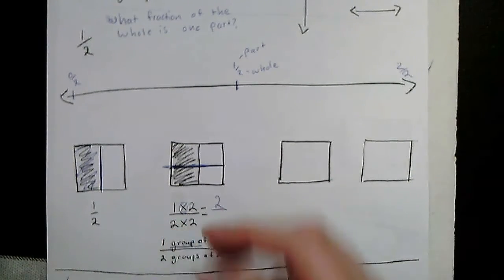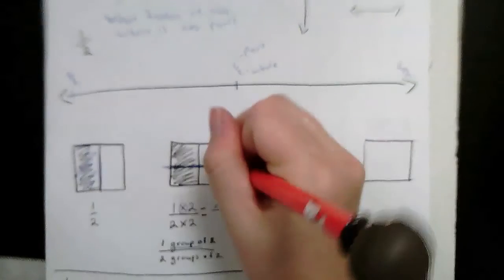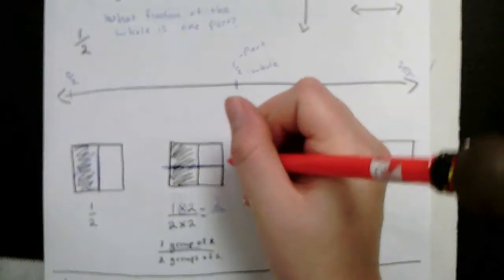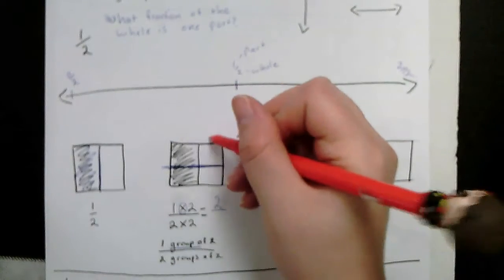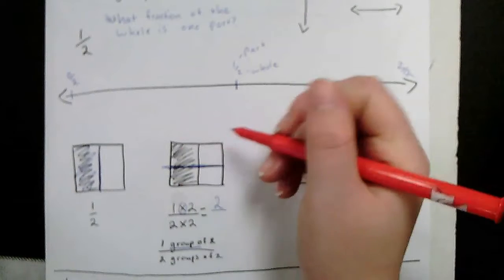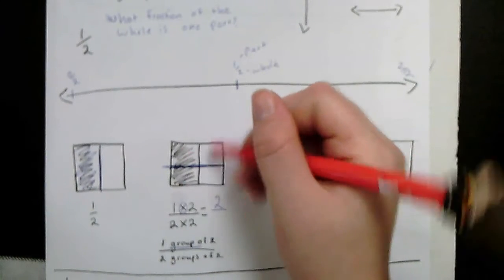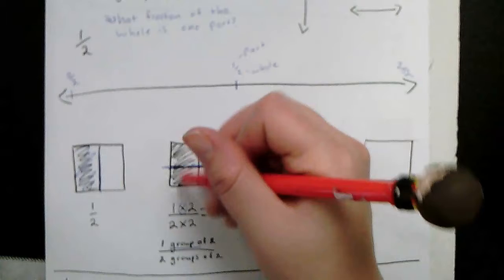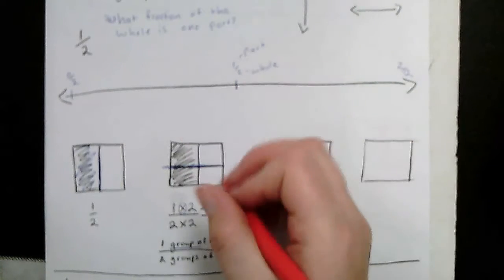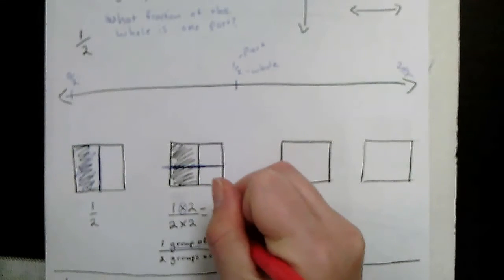Now I took the whole, my denominator is my whole, and what I did is I took these 2 groups that I had, 1, 2 groups, and I made them multiply as well because now I have 2 groups with 2 in each group. And 2 times 2 is 4.